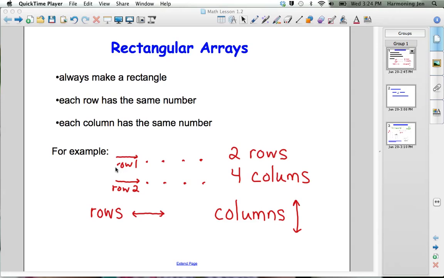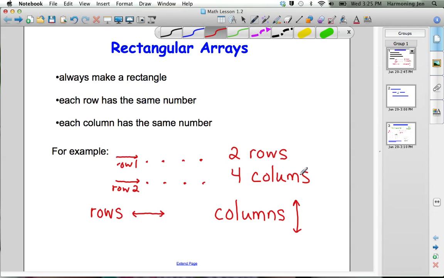We count our rows like this. Here's row 1, here's row 2. So it has 2 rows. The rows are always going across. Okay. We count our columns going up and down. Columns go up and down. So this array has 1, 2, 3, 4 columns. Oh my goodness, I spelled columns wrong. Let's fix that because that will drive me bonkers. There we go. Columns is kind of a funny word to spell.